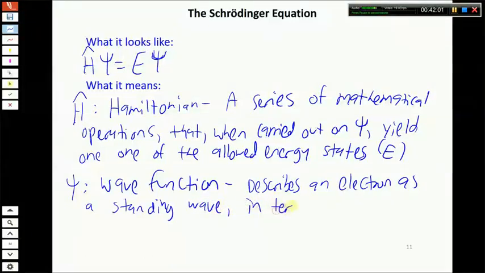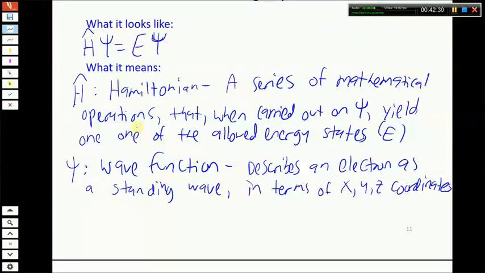And it can typically be written in terms of x, y, and z coordinates. That's a convenient way to think about it. So basically for atoms, you put the nucleus at the center, at the origin, and then you have a mathematical equation psi in terms of x, y, and z that describes a standing wave for the electron. Often it's also done in polar coordinates, where you're talking about the radius from the nucleus as well as the angular component. That's another common way of doing it. But it's a mathematical equation that describes the electron.